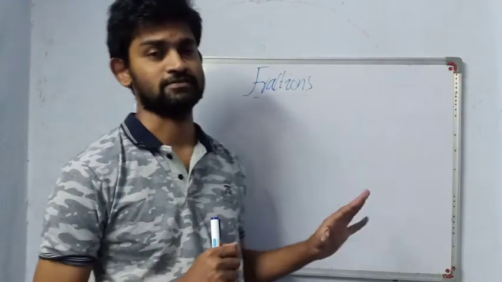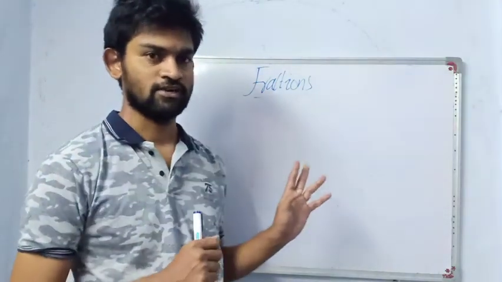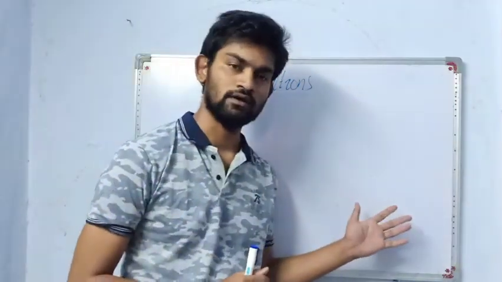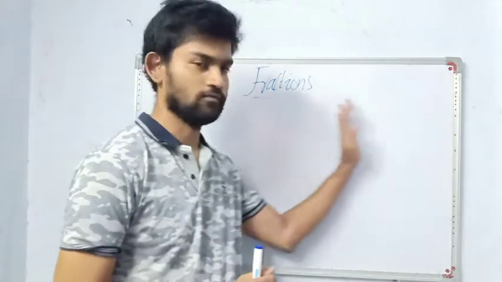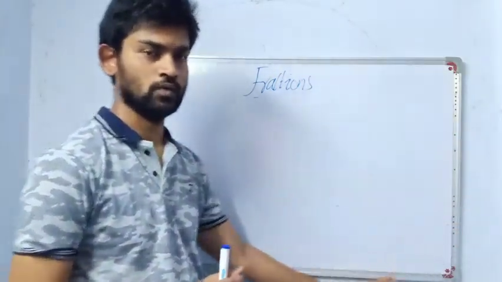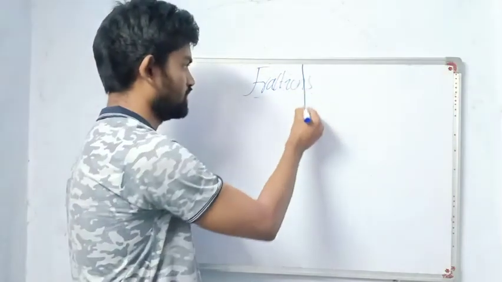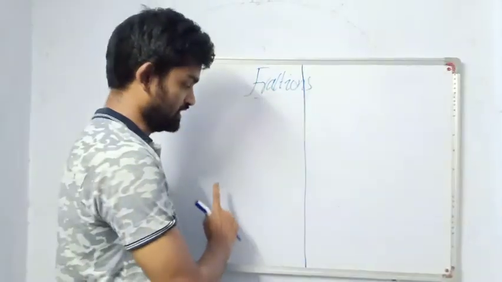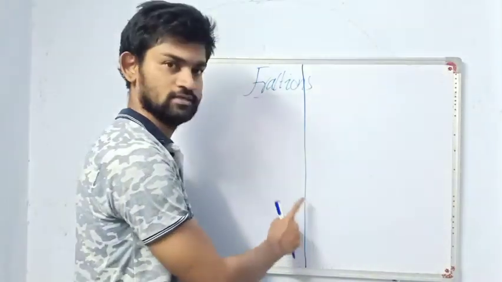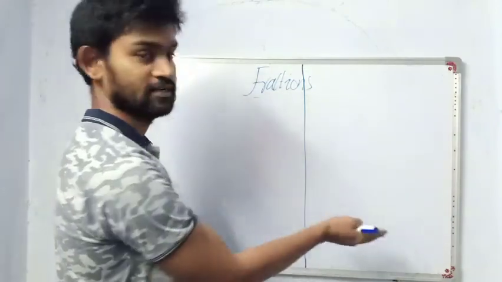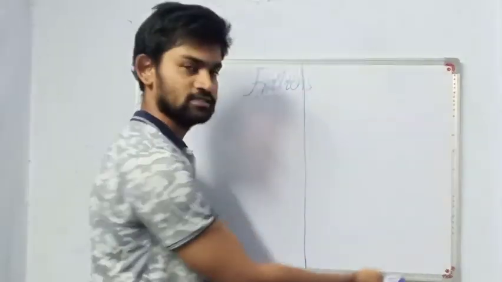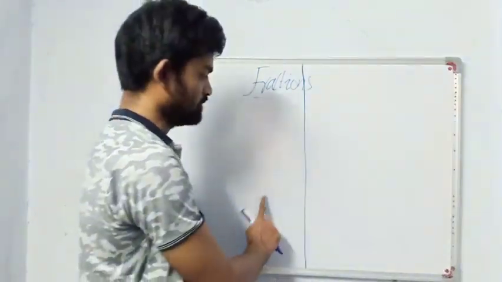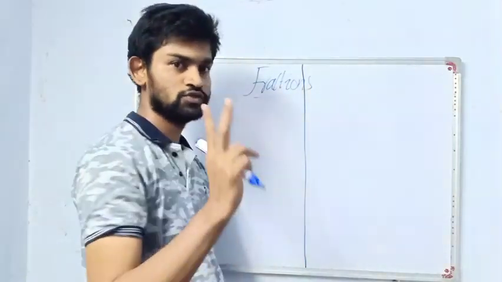So what is a fraction first? We'll see what a fraction is. Now, this is one board. How many boards are there? Only one board is there. Now I will draw a line here. Now, I divided this board into two parts. Can you see? This is one part. I divided it equally. So this is one part, this is another part. First one board is there. Now how many boards? I divided into two.